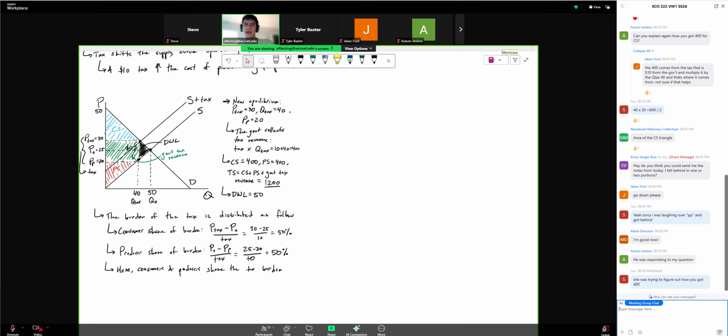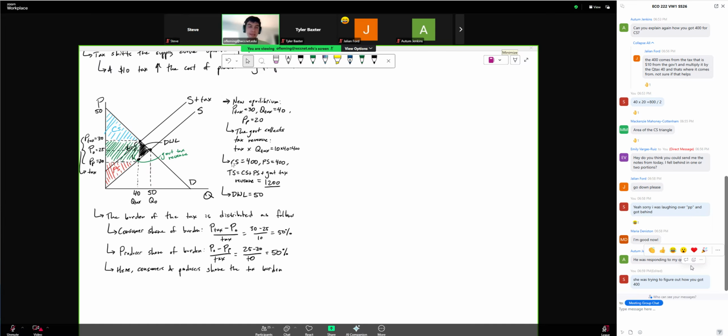But some people call it PS. If you read this in a book or something, some people call P tax PC, and they call PP PS. Now, I didn't want to use that standard because if I write PS for P supply, I didn't want people to get confused.